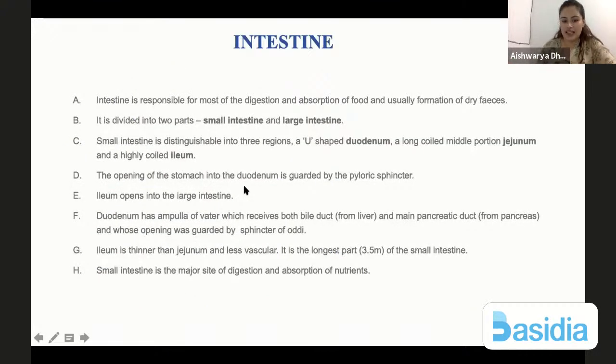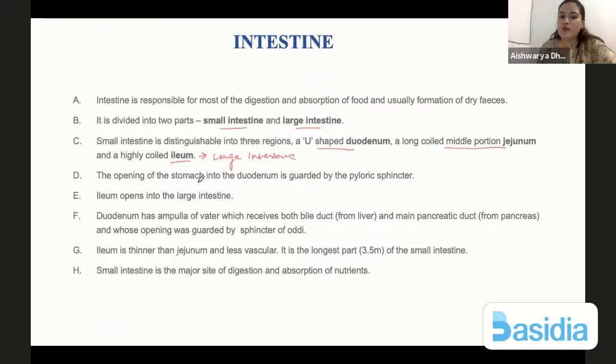Coming to the intestines, intestines can be divided into two parts, small intestine, large intestine. So first let's talk about the small intestine. The small intestine again has three parts. We have the U-shaped duodenum, middle portion jejunum, and highly coiled ileum. Ileum will then open into the large intestine.